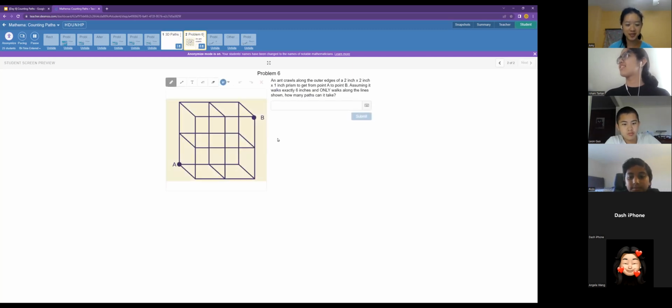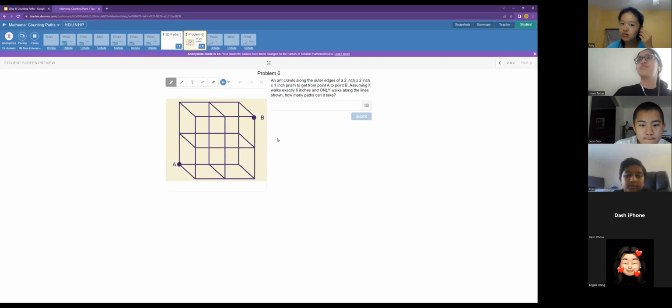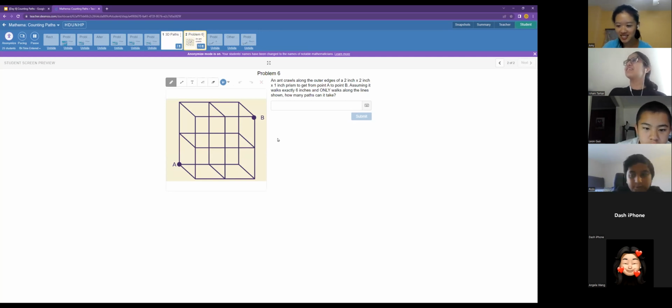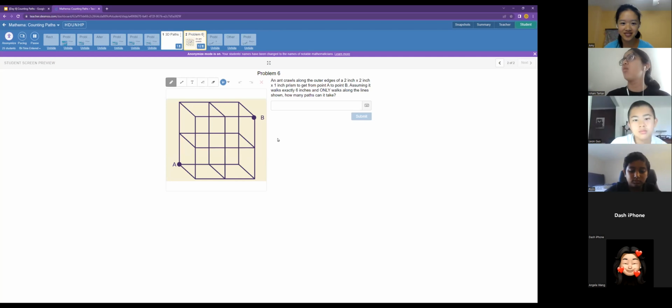This is the hopefully easier problem. Also, this is a prism. For a moment, I thought it was a pyramid because I'm smart like that. Okay, so the problem is an ant crawls along the outer edges of a 2 inch by 2 inch by 1 inch prism to get from point A to point B. Assuming it walks exactly 6 inches and only walks along the lines shown, how many paths can it take?